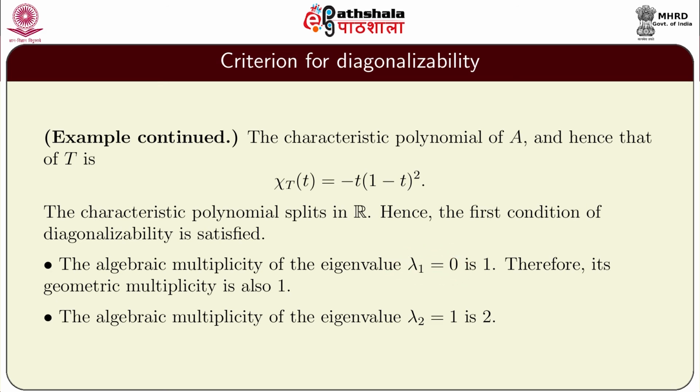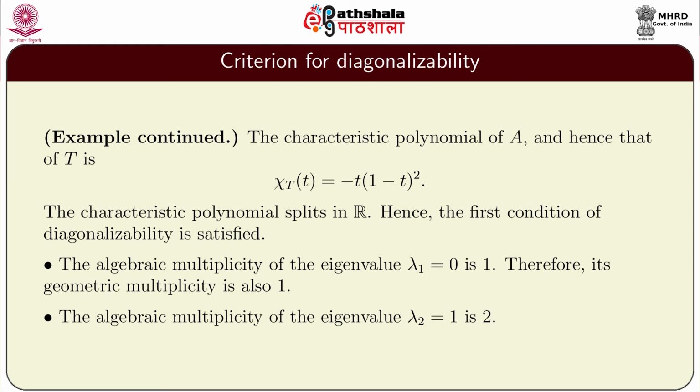Now, since the algebraic multiplicity is 1, the geometric multiplicity has to be the same as the algebraic multiplicity, because the geometric multiplicity cannot be less than 1. So, it has to be 1. So, the second condition regarding equality of algebraic and geometric multiplicities is satisfied for this eigenvalue 0. Now, we have to see whether the same condition is satisfied for the other eigenvalue, that is 1.